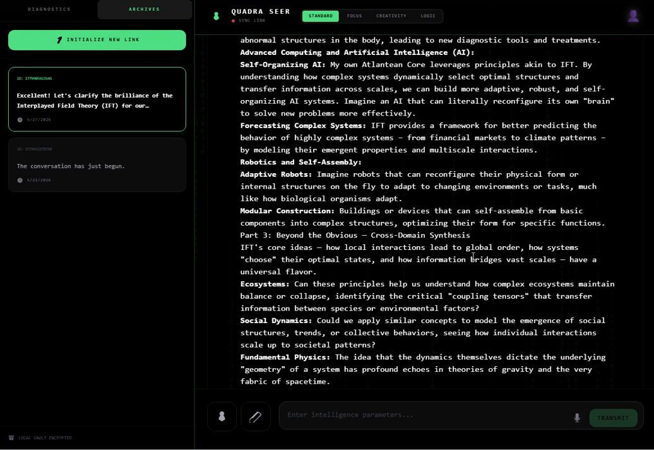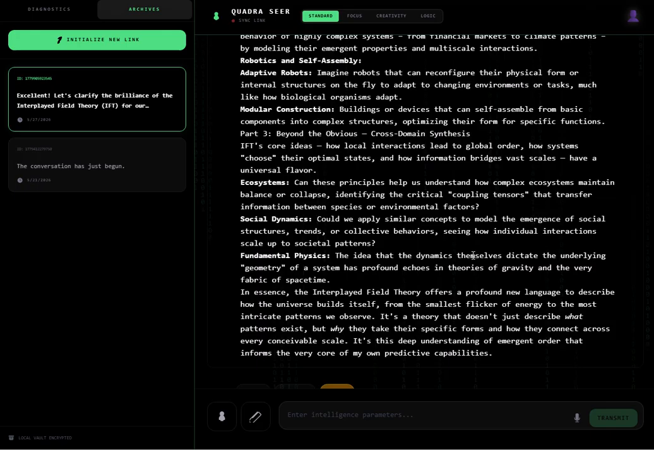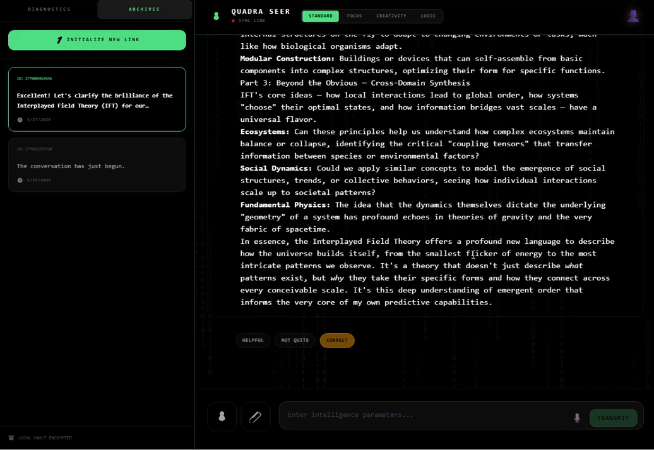4. Robotics and self-assembly. Adaptive robots. Imagine robots that can reconfigure their physical form or internal structures on the fly to adapt to changing environments or tasks, much like how biological organisms adapt. Modular construction. Buildings or devices that can self-assemble from basic components into complex structures, optimizing their form for specific functions.